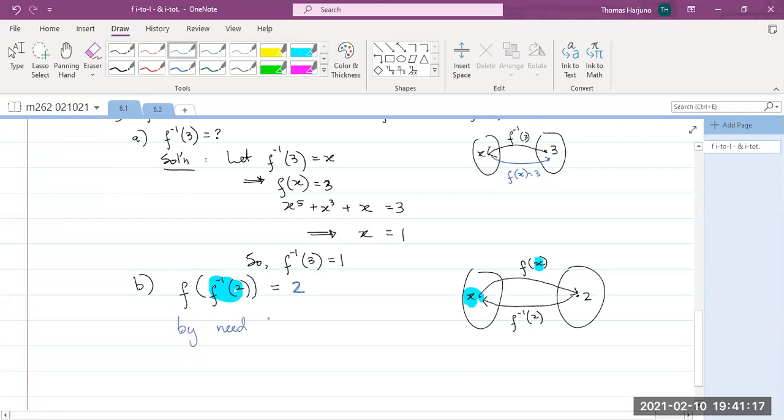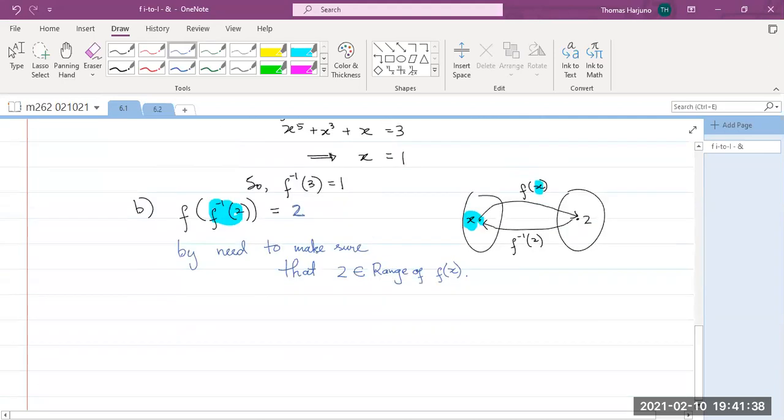But we need to make sure that 2 is in the range of the function. Okay, and we can easily show that because of the function, coming from your pre-calculus or college algebra, right?